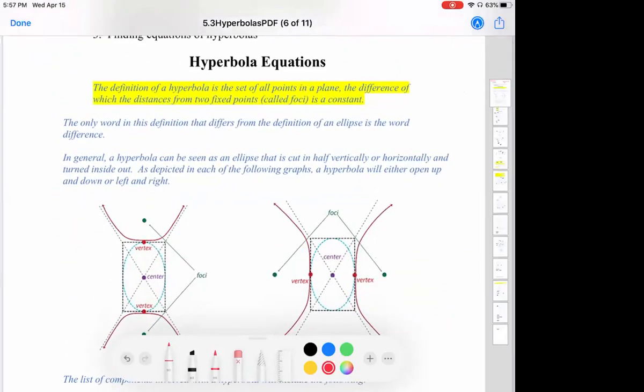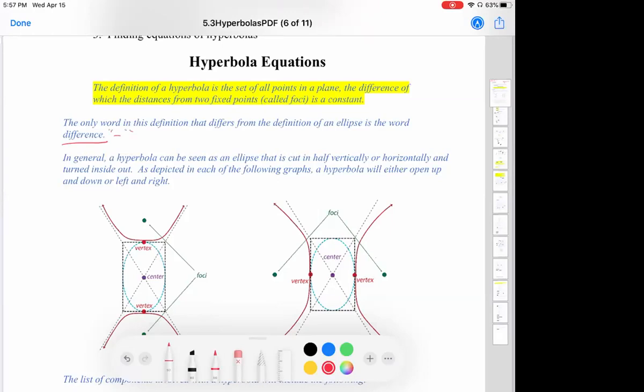Hyperbola equations. The equation of a hyperbola is a set of all points in the plane, the difference of the distances from which to two fixed points, called the foci, is constant. The only word in this definition that differs from the definition of the ellipse is the word difference. Difference meaning minus.